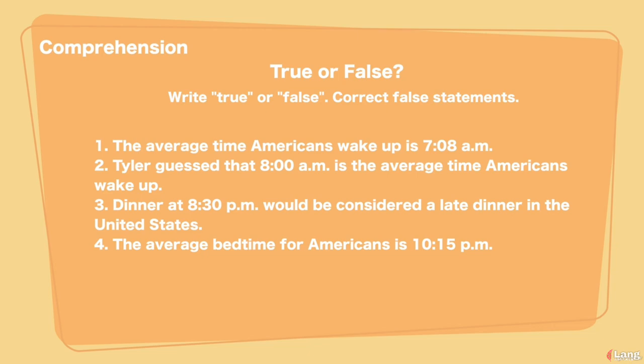Number 4, the average bedtime for Americans is 10:15 p.m. Number 5, Tyler played hockey and golf when he was a child.